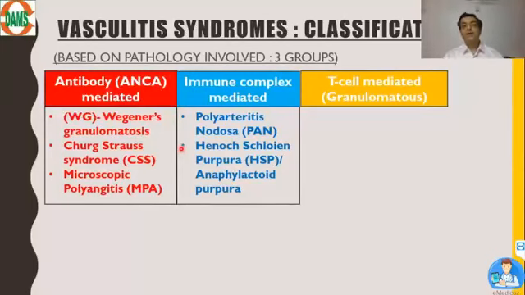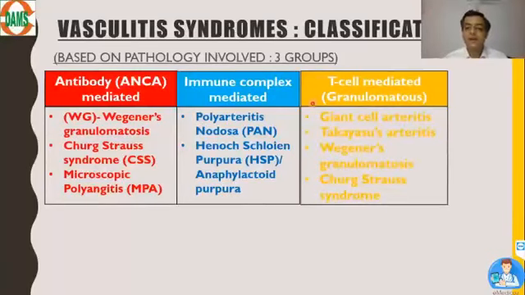So today we are going to discuss the individual vasculitis syndromes. We are starting the class with the classification, then we will go into individual syndromes. Coming to the last column, T cell mediated vasculitis.